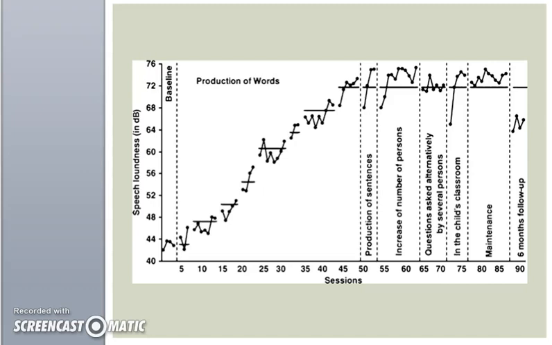And then they begin increasing the goal, not by increasing the loudness, but by increasing the number of words required. So they move to sentences, and then they move to questions asked by several people. And then they move it into a new environment, into a classroom, and then they have maintenance and follow-up. And so once they achieve about 72 decibels in speech loudness, they then start generalizing that behavior to longer sentences and to multiple teachers and different individuals, as well as across settings.